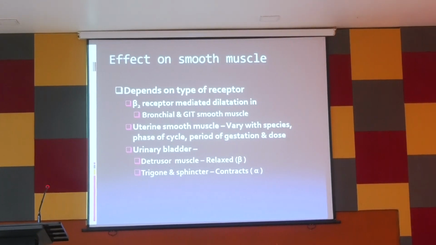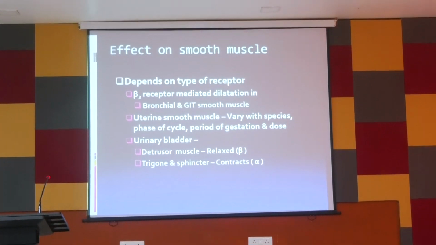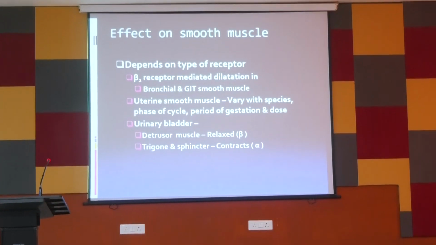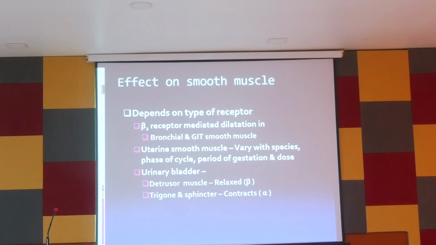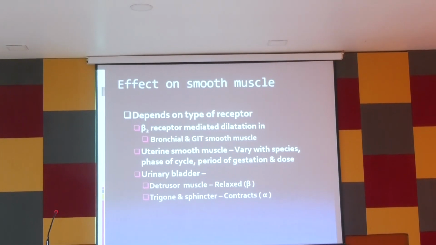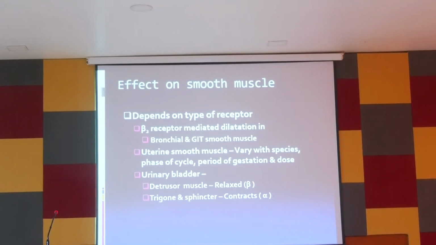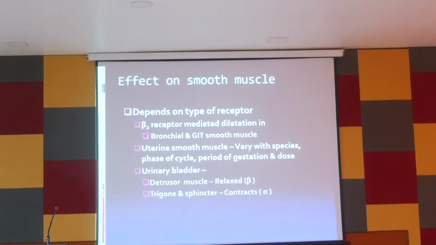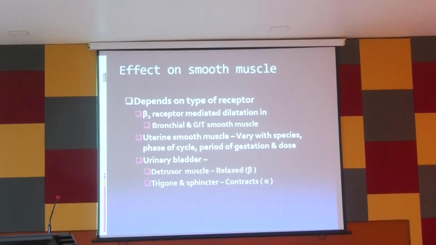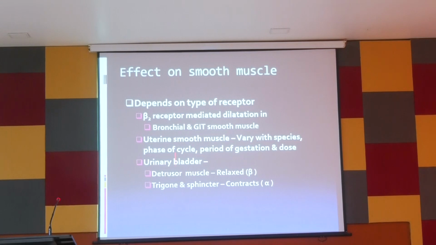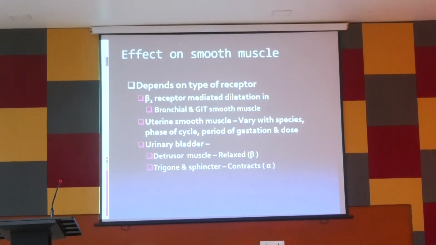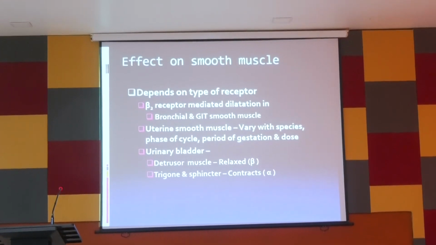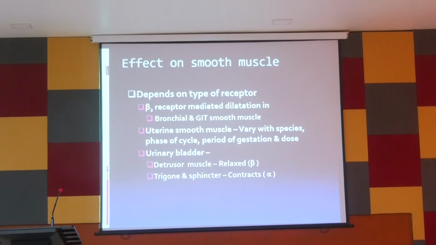As for example, in the terminal phase of the pregnant uterus, it will be relaxed due to the beta 2 effect. But আগে কি হবে? Due to alpha effect, there will be contraction of the uterus. So এগুলোর উপর ডিপেন্ড করবে। নেক্সট হচ্ছে urinary bladder, এটা আমি কিছুটা তো বলেই দিয়েছি। Detrusor muscle will be relaxed due to beta receptor stimulation. Trigone and sphincter will contract due to alpha 1 receptor stimulation.